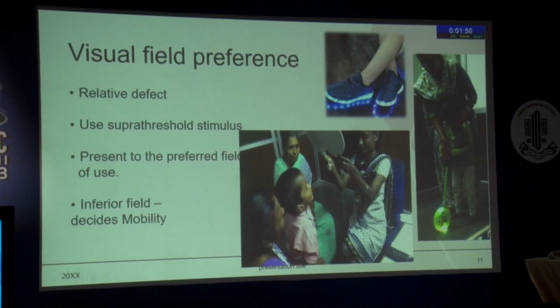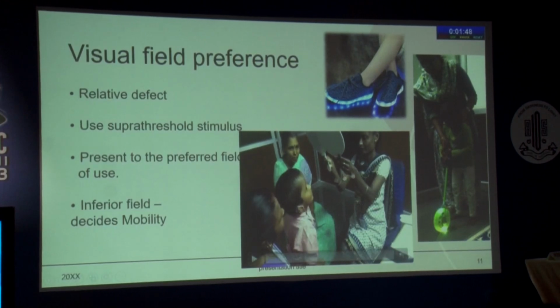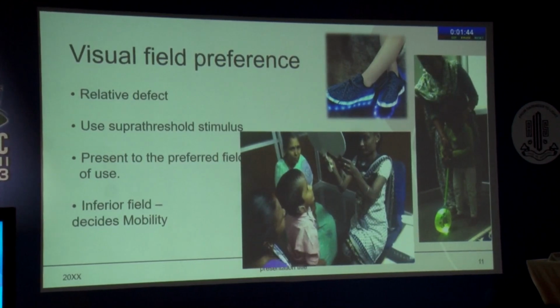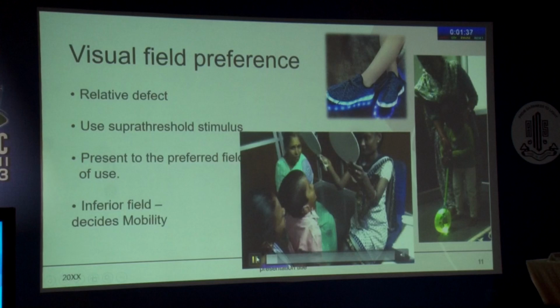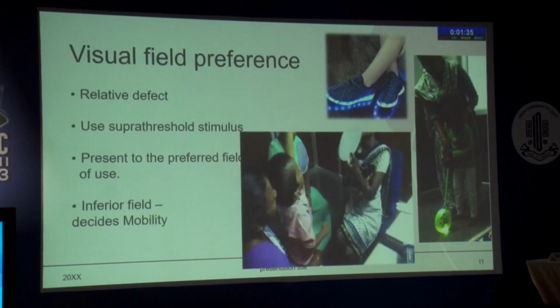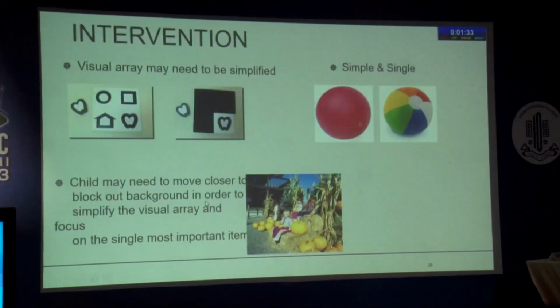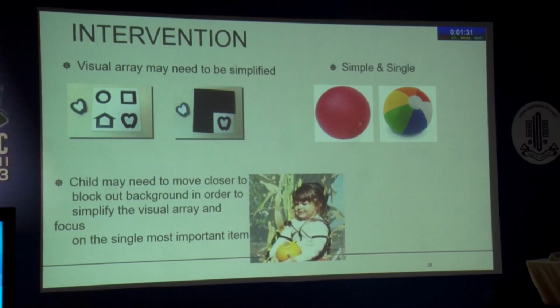So always make sure there is a suprathreshold stimulus, because visual field is a relative field in these children. So if you use a higher stimulus, or if you train them, they get better. And if there is a preferred visual field, always present objects to the preferred visual field. Like this boy only had a superior field, so always try and present it to their seeing field. And visual array should always be simplified.